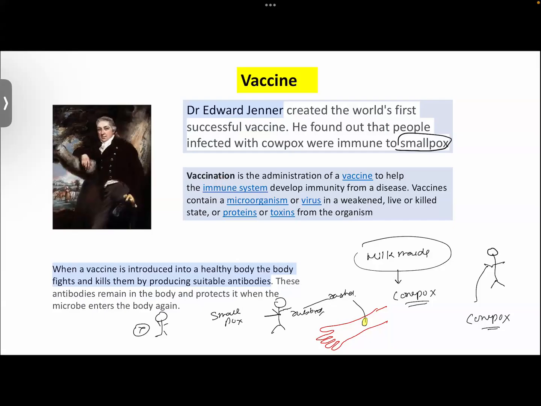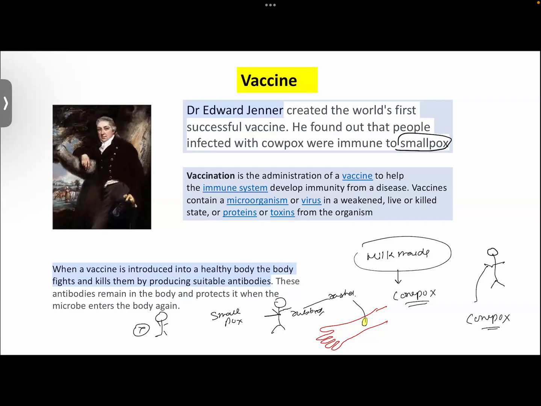So vaccination is basically the action of giving a vaccine. It's the administration of a vaccine to help the immune system develop immunity from a disease. Now the question is, how does the vaccine basically work?